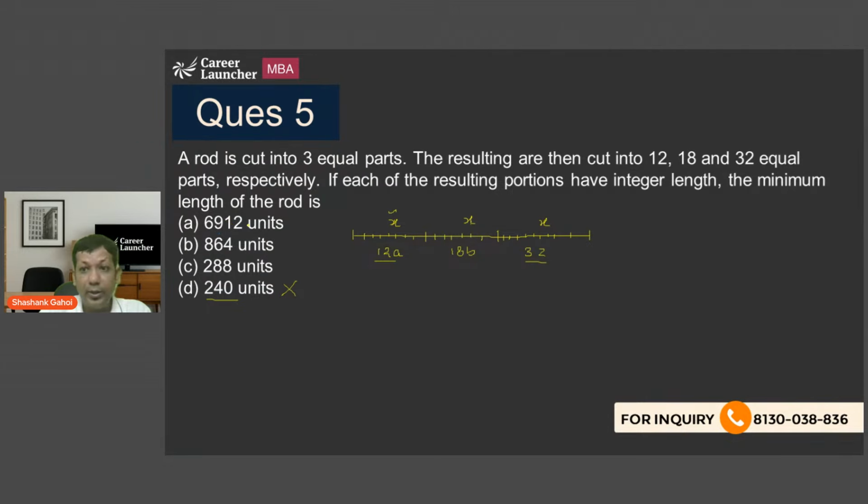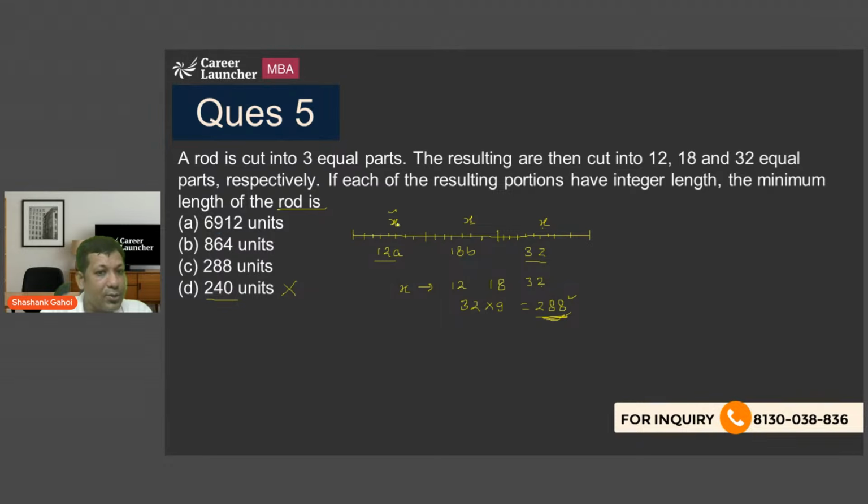Now the question is talking about the minimum value. So basically, x should be a multiple of 12, 18, and 32. What is the LCM of 32, 12, and 18? I think that is going to be 32 into 9, that is 288. So it looks like the length of the rod is 288, but in reality it is wrong. And why? Because x is a multiple of 288, so the smallest value of x is 288.